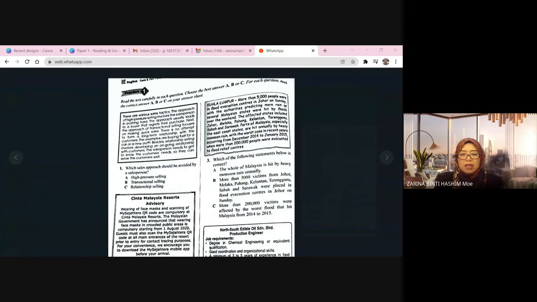Now we look at the information first. Kuala Lumpur. More than 5,000 people were in flood evacuation centers in Johor on Sunday, with the authorities predicting more rain as several Malaysian states were hit by floods over the weekend. The affected states included Johor, Melaka, Pahang, Kelantan, Terengganu, Sabah and Sarawak. Parts of Malaysia, especially the East Coast states, are hit annually by heavy monsoon rain, with the worst case in recent years occurring from December 2000, and so on. So we want to know which is correct.